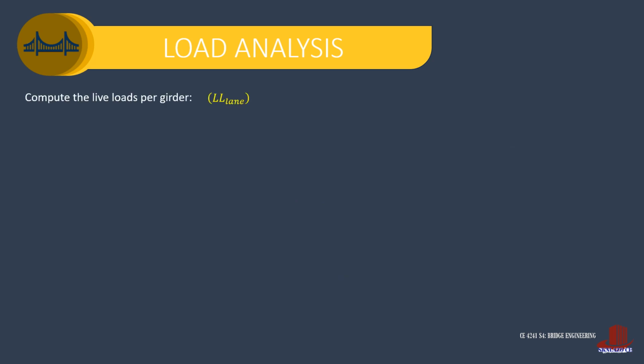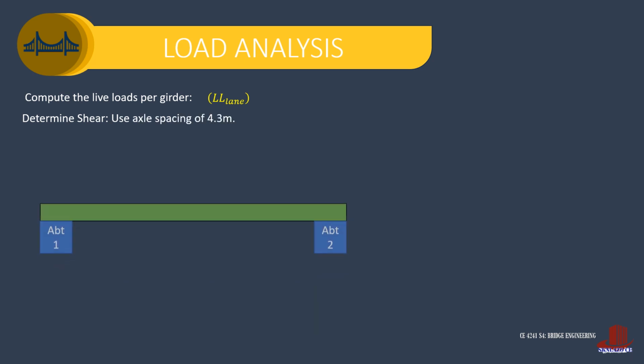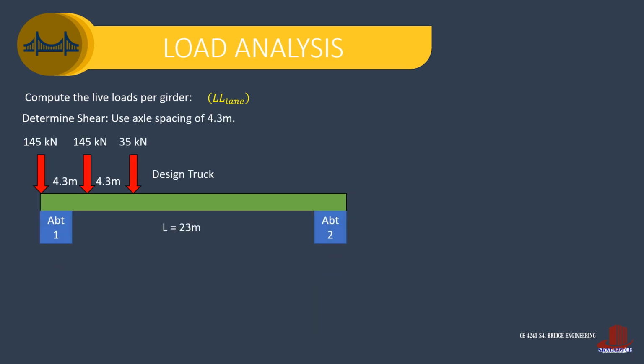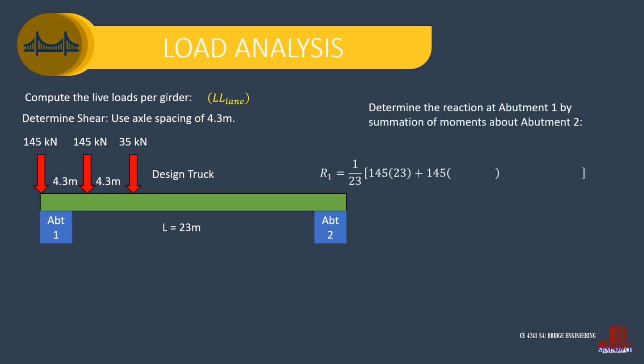For the live loads, we again start with the design truck. And for shear, the rear axle is flushed at the support. The reaction at this support is the maximum shear, and it is computed as 1 over 23 times the quantity of 145 by 23 plus 145 by 23 less 4.3 and 35 by 23 minus 8.6. The left reaction is 284.81 kilonewtons.